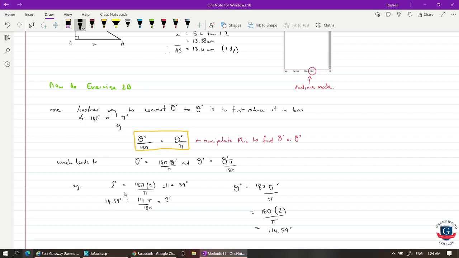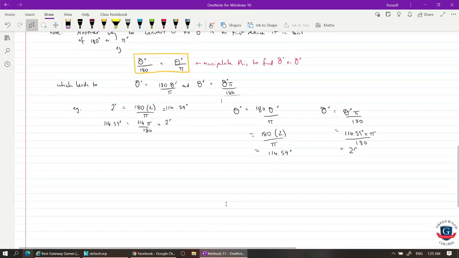114.59 degrees. Now we could do this backwards if we wanted to. Theta radians is equal to theta degrees times pi divided by 180. If theta degrees was 114.59, we'd multiply that by pi divided by 180, and that would give us the same answer backwards, which would be 2 radians. And that's what these two expressions here are trying to show. For some, this is a much easier way to do it.